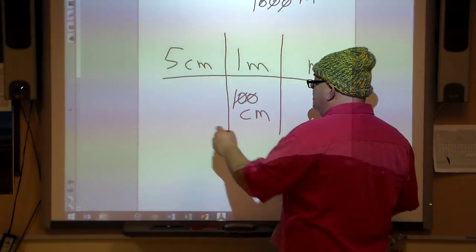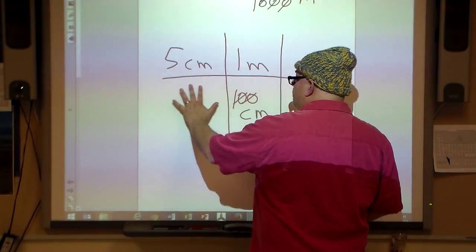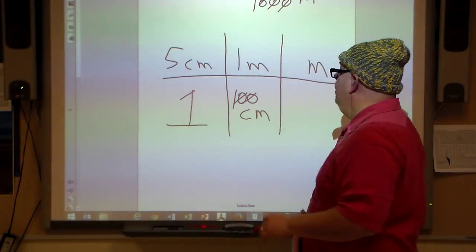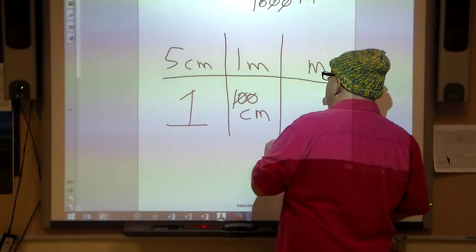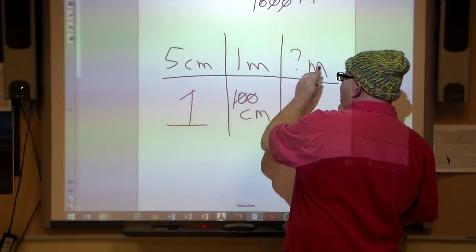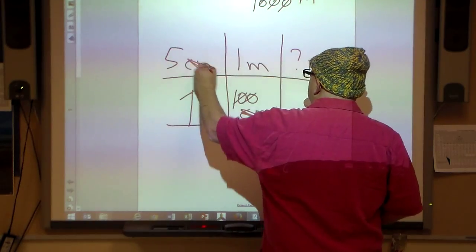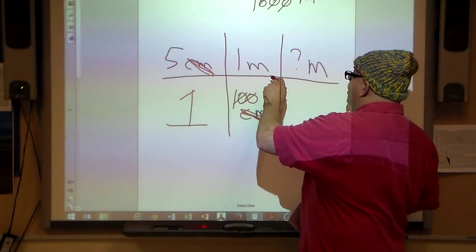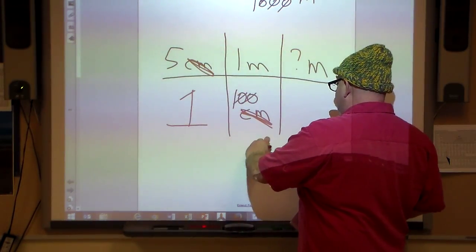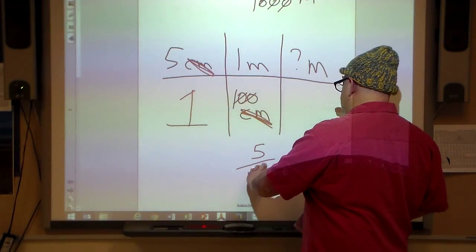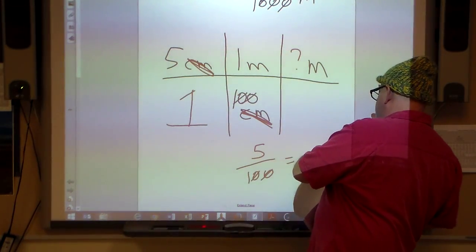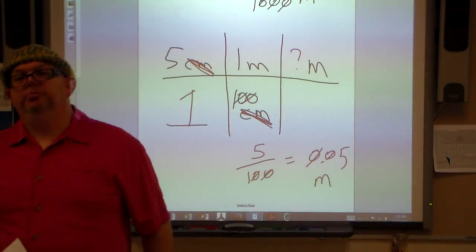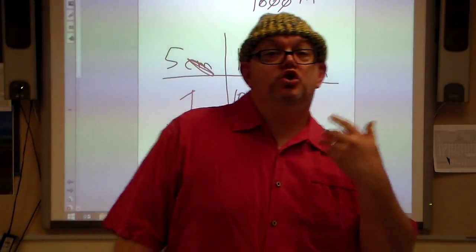Okay? Now, some people might say, well, Mr. Canu, I'm not comfortable with this being a space. Well, you can always put a 1 there if that makes you feel good, and then you can multiply across, and you may notice that the centimeters will cancel each other out. Okay? So now it's 5 times 1 over 100, so that's going to be 5 over 100, and that's going to equal 0.05 meters.